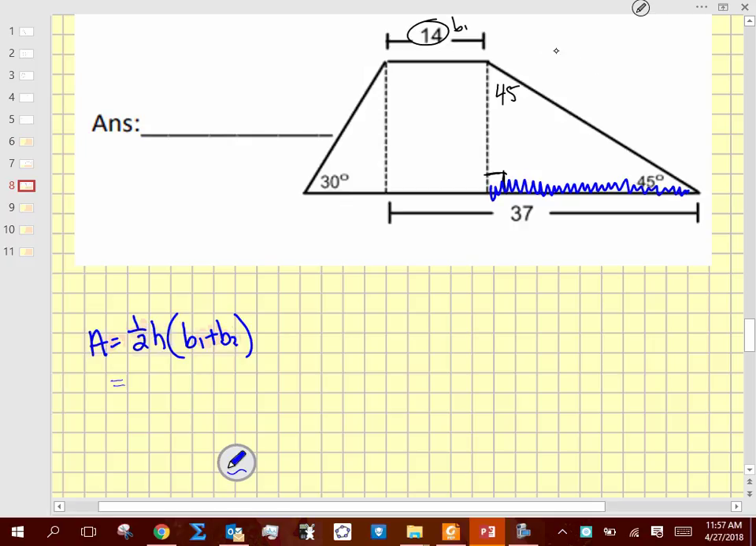37 minus 14. Okay? Because if I take this 14 right here and transfer it down here on this 37, remove that from the 37, you get 23. So that distance there is 23. Why did I need to know that? Because it's a 45, 45, 90 triangle, so it's isosceles, so that is 23.